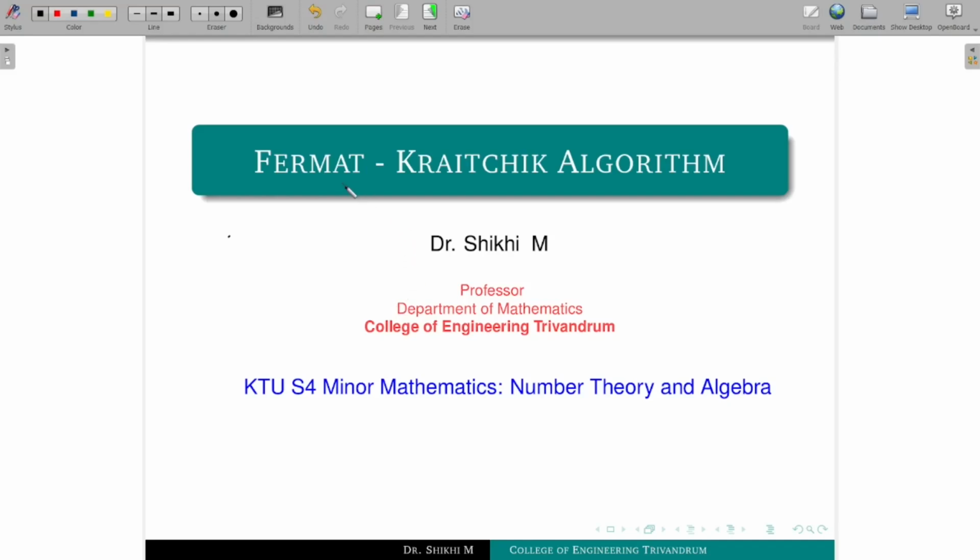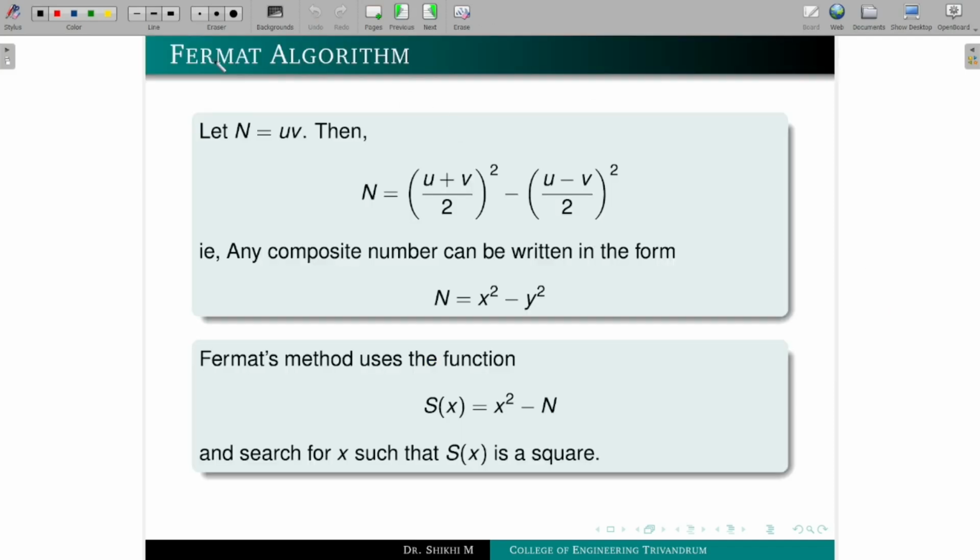Today our topic of discussion is the Fermat Kraitchik algorithm. In the last class we discussed the RSA crypto system and we found that its security lies in the fact that it is very difficult to factorize a composite number into its prime factors. Today we will discuss two available algorithms, Fermat algorithm and Fermat Kraitchik algorithm, to factorize a number into its prime factors. First we will discuss Fermat algorithm.